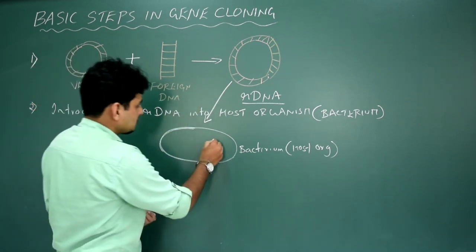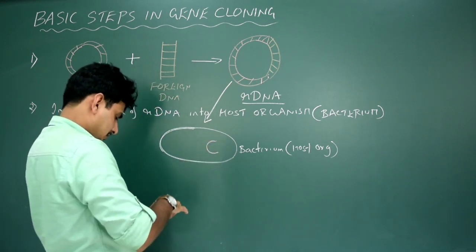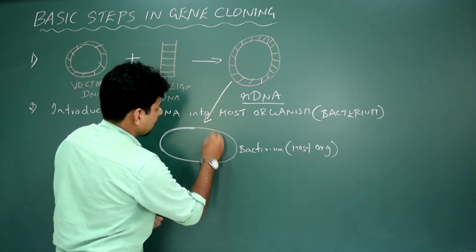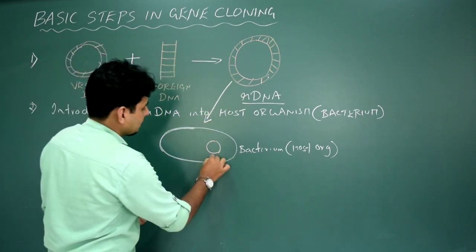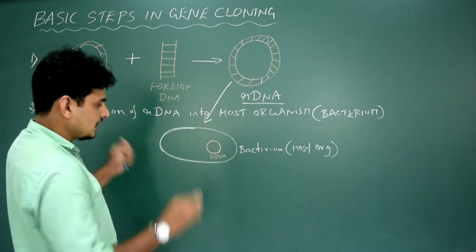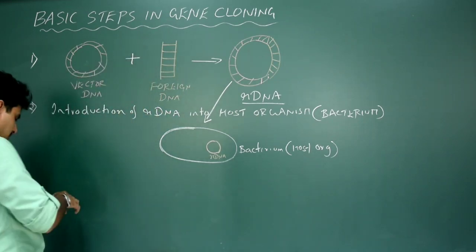Okay. So we'll just draw the vector DNA and will draw the foreign DNA. So it is now rDNA. Okay, rDNA is now being introduced into the bacterium, the host cell. Okay, that means the bacterium is containing the rDNA. So that is our second step.